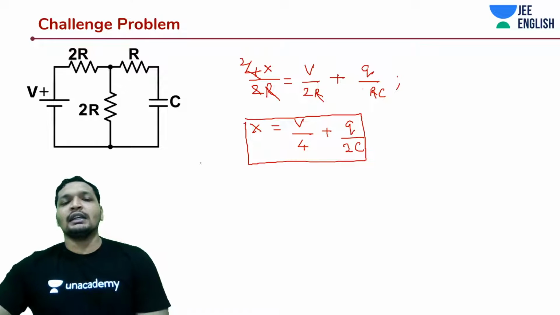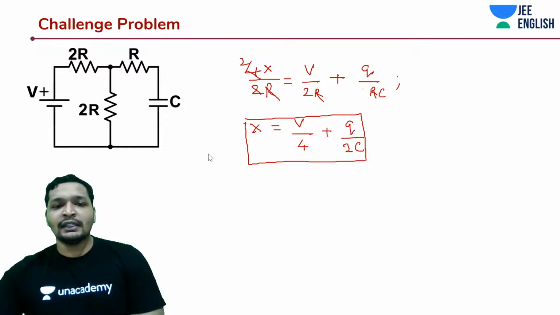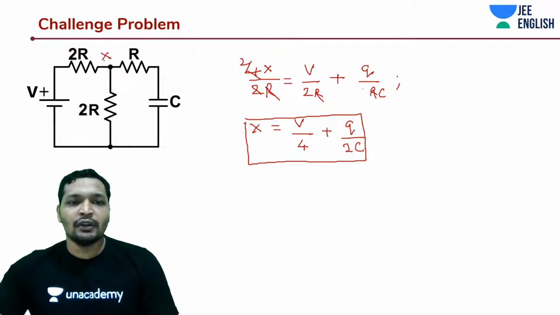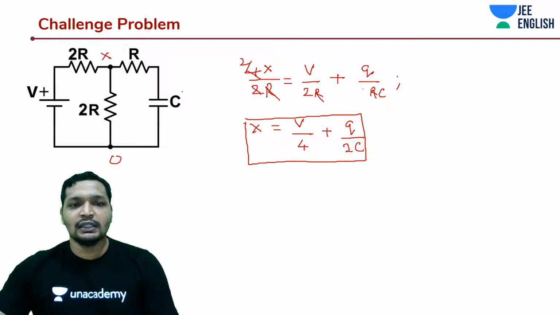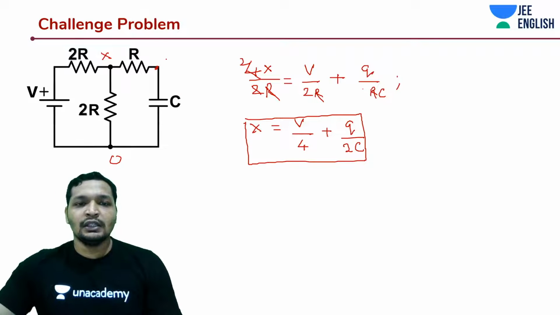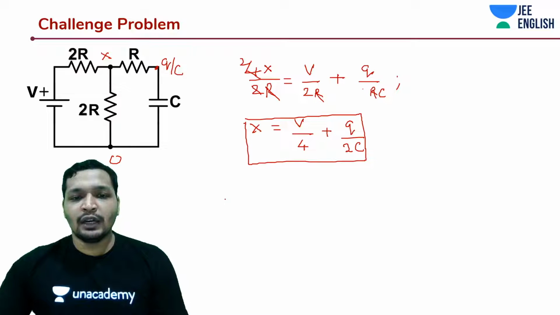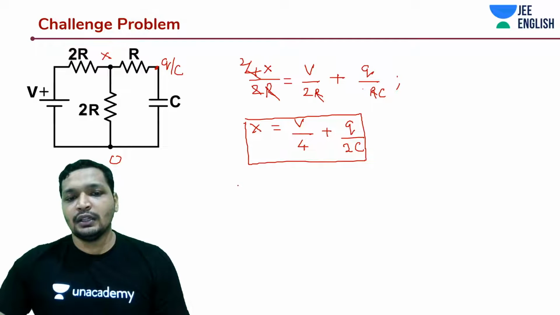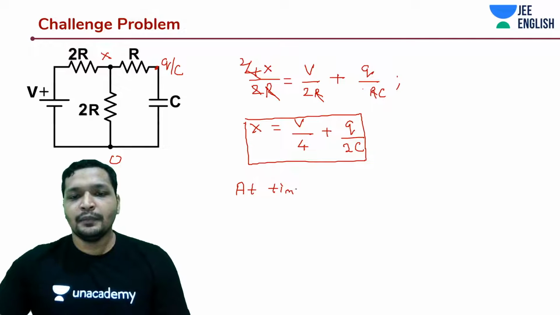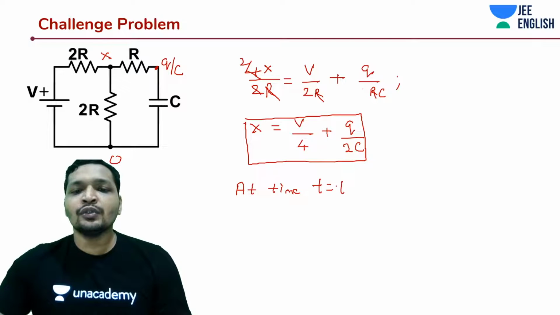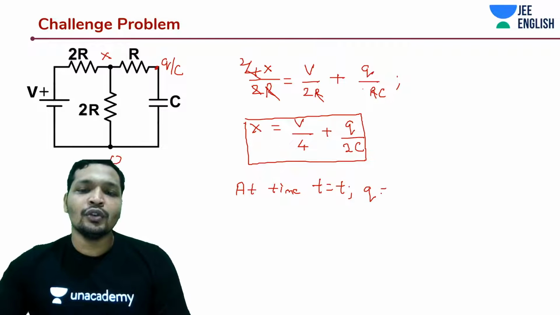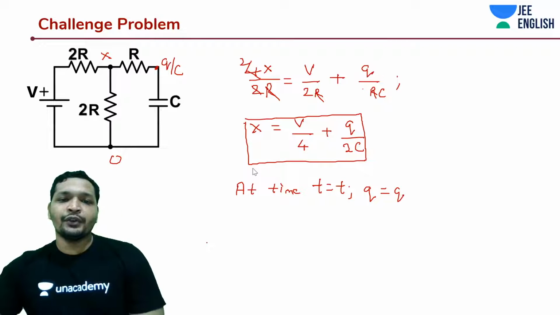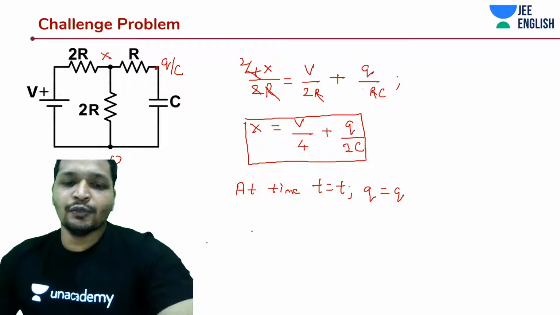Now let's get started directly with the equation. So what is the next thing that you have to do? You have marked this as x, you have marked this as 0, you have marked this as q by c, and you need to find out at time t. Okay, at time t is equal to t, q is equal to q. Right, that is what you are going to do. And let's choose a different color and let's move on.